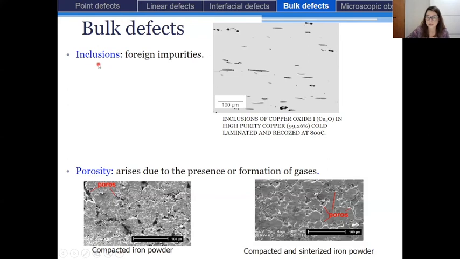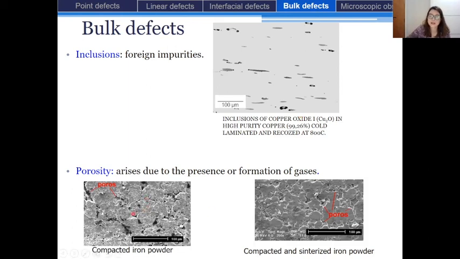For the inclusions, they are formed by foreign impurities, which is the case of copper oxide, that have been formed during processing and that are present in this high purity copper. So during the processing, called lamination and recrystallization and so on, these kinds of impurities have been formed, and they are characterized by this darker color.